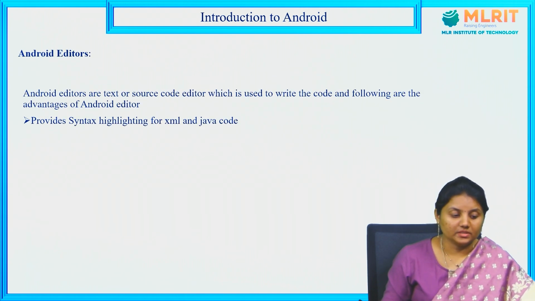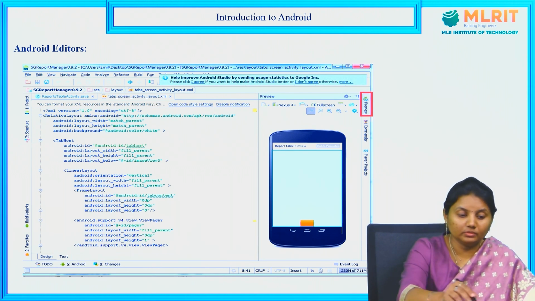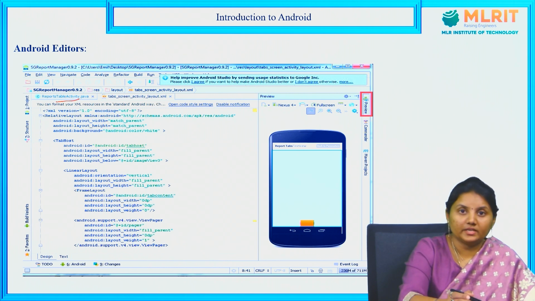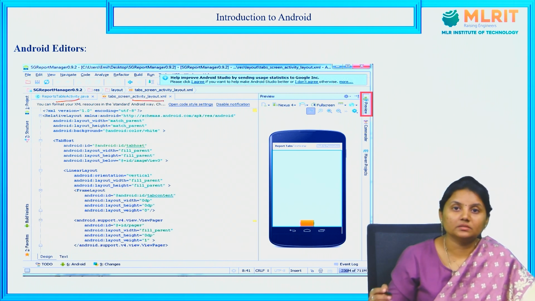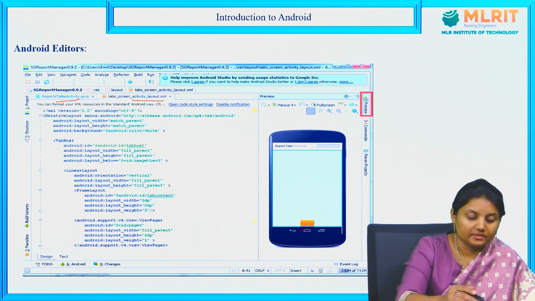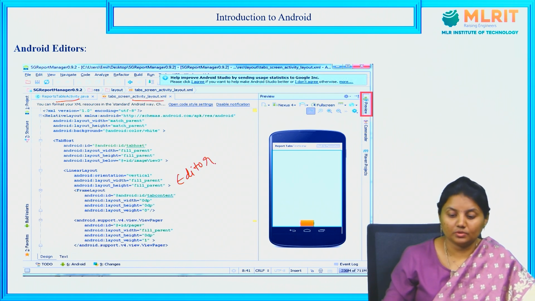Then Android editors. Coming to Android editors, I will show you what this editor looks like. If you see here, this is a screen showing a complete Android Studio, and here you can see reports table activity.java and layout.xml. This part is one editor to write the Java part, and this part is used to write your XML file. So this is nothing but your editor where you edit your code and execute.